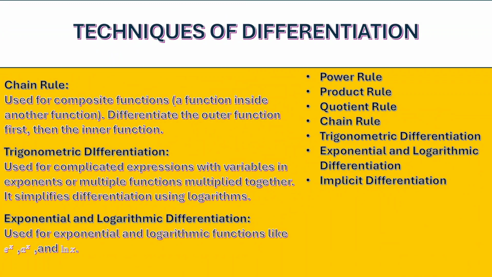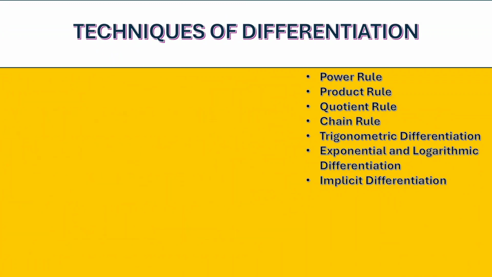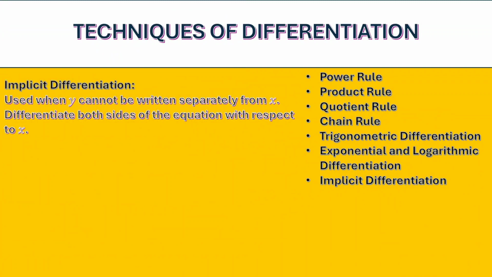Technique number 6, exponential and logarithmic differentiation. This method is used for exponential and logarithmic functions. Number 7, implicit differentiation. Implicit differentiation is used when y is not separated clearly from x.